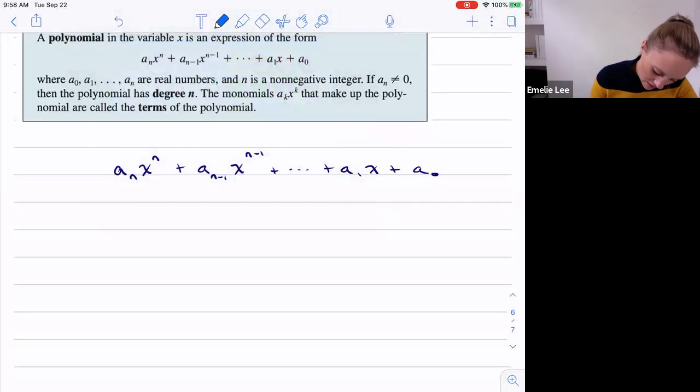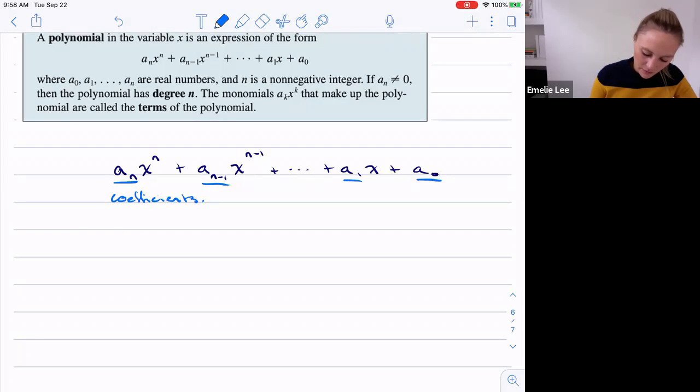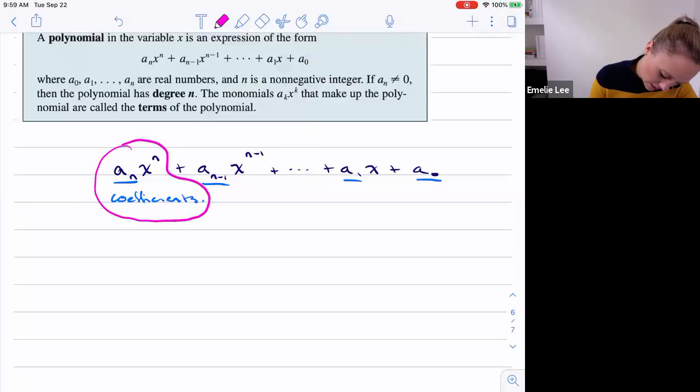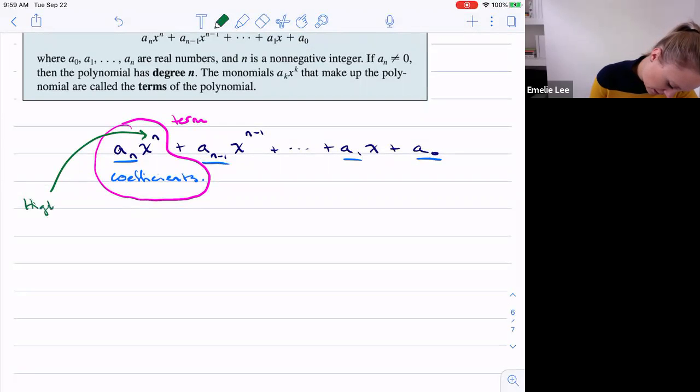These are what we call coefficients. This whole thing is a term. And the highest power of x is the degree of the polynomial.